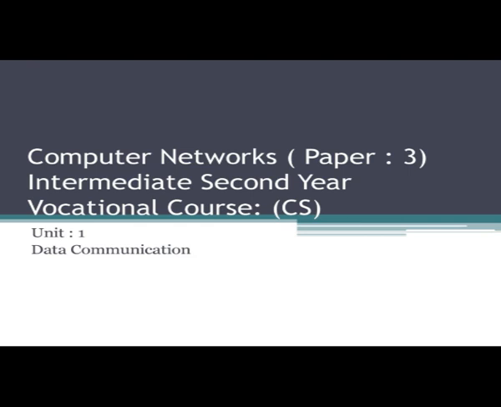This is Data Communication and Computer Networks, Paper 3, Unit 1, Data Communication. At the end of this session, you should be able to know about data communication, know about modes and types of data communication, know about different types of communication, know about parallel and serial interfaces, understand about different transmission modes. Last but not the least, uses of multiplexing.